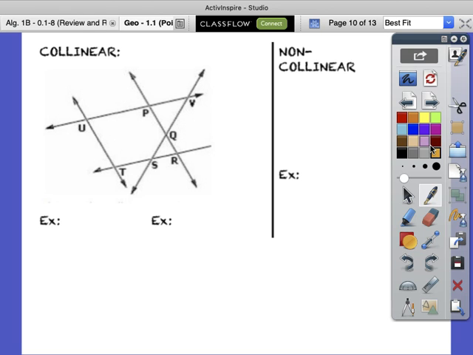We're going to talk about collinear. Co. Has anyone ever heard those two letters, co, before? Where have you seen that? Co-pilot. So that means two pilots flying together. They're working together.